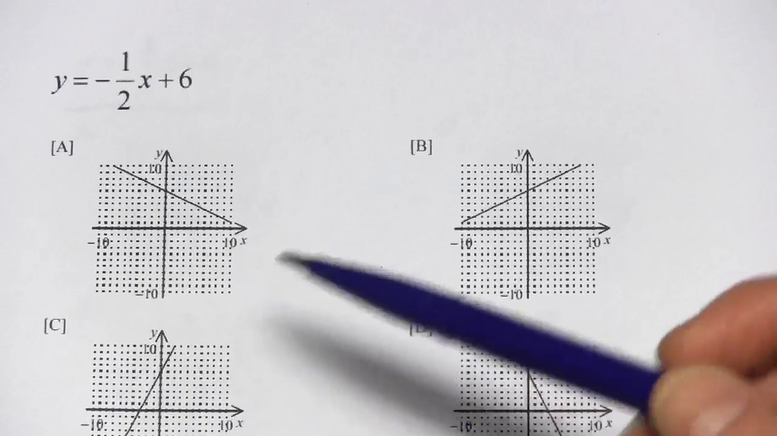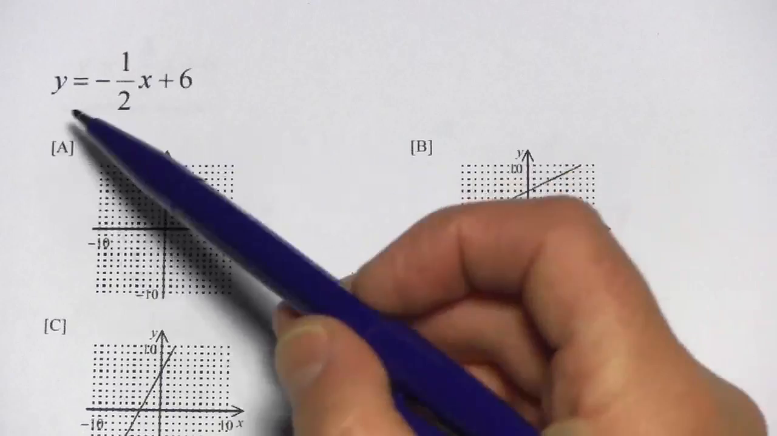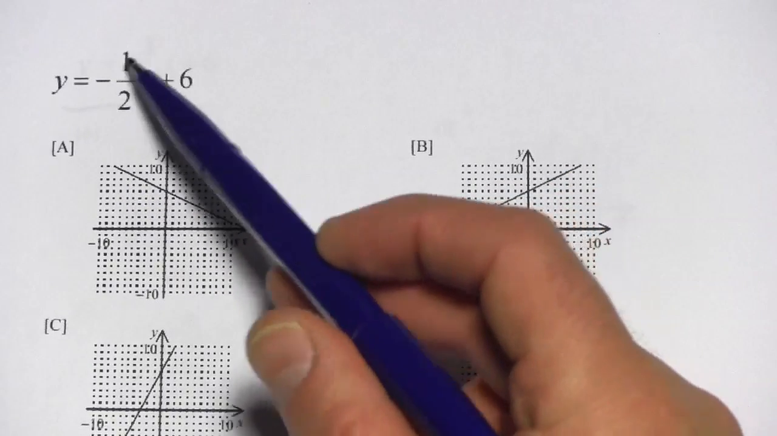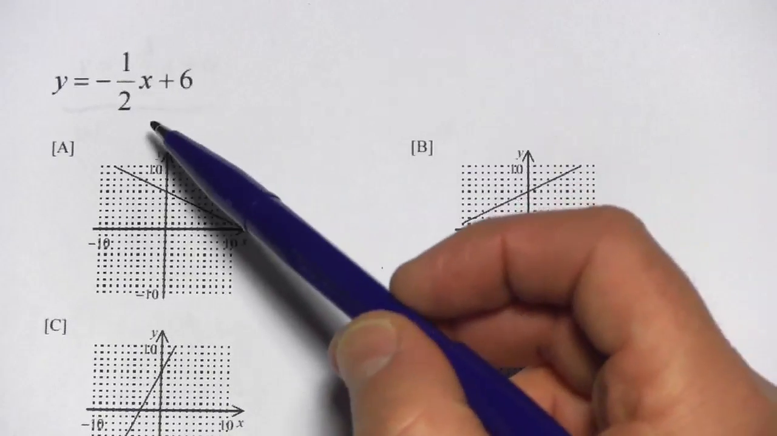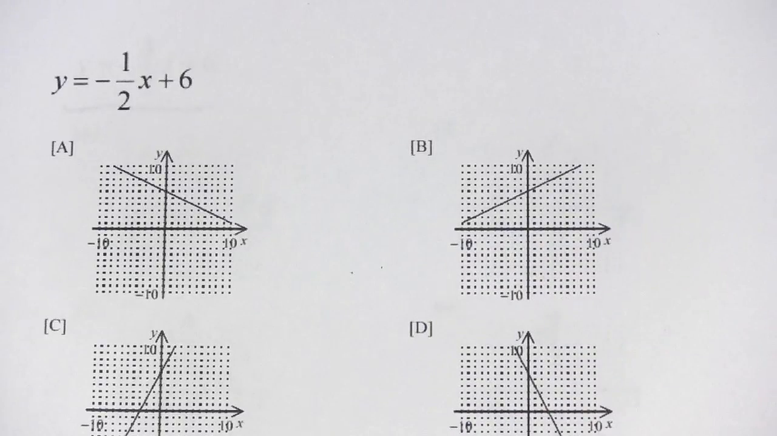In these problems, we're working on recognizing the graphs of linear equations. A linear equation is something like this. It's usually got a y on one side and then an x term with something multiplied by it usually and another number. They're called linear equations because when you graph them, they make a straight line.